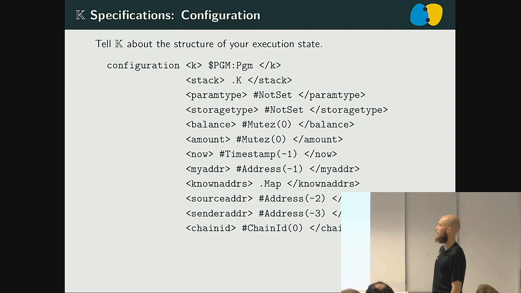And one special thing is we always have this K cell, which is basically where the program resides. So the execution works like you put the program in the K cell to begin with, and then your rules consume this program while changing the state, and in the end you usually have an empty K cell and a big state change. And it's written with this XML-like notation because that makes parsing easy because you're specifying syntax.